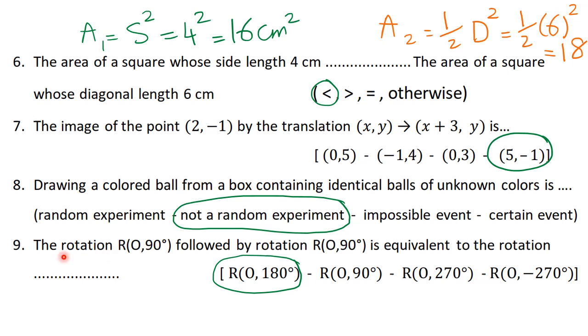Okay, question 9, it says we will do a rotation of 90 degrees followed by another rotation of 90 degrees. So 90 plus 90 equals 180. So the equivalent rotation will be 180.